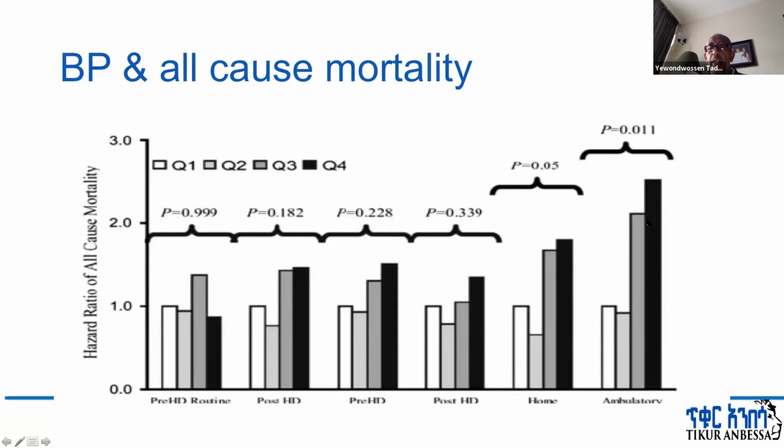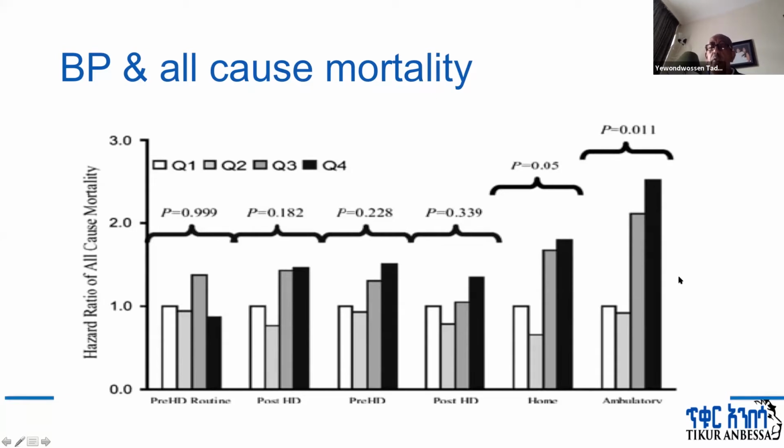And this is just to show that both home and ambulatory blood pressure are better correlated with cardiovascular outcome than pre and post dialysis blood pressure measurements. So these are blood pressure quartiles. If one uses ambulatory blood pressure measurement, you can clearly see that patients in the higher quartiles have higher cardiovascular mortality than patients in the lower quartile. And this is also true when one uses home blood pressure.